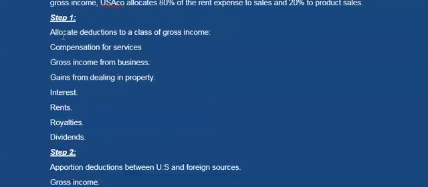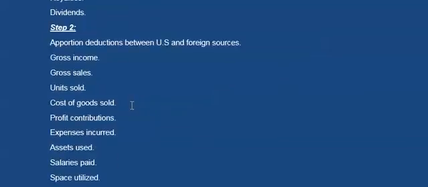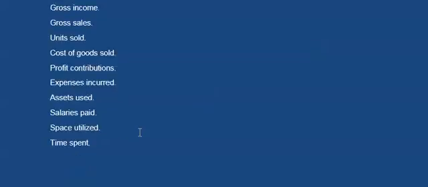Step 1 is to allocate deductions to a class of gross income: compensation for services, gross income from business, gains from dealing in property, interest, rents, royalties, and dividends. Step 2, apportion deductions between US and foreign sources, using bases such as gross income, gross sales, units sold, cost of goods sold, profit contributions, expenses incurred, assets used, salaries paid, space utilized, and time spent.